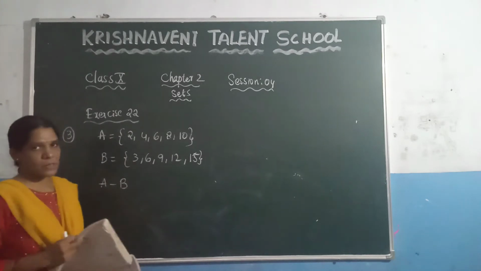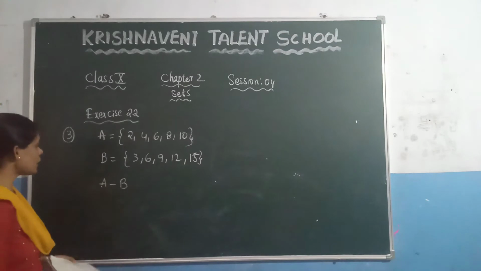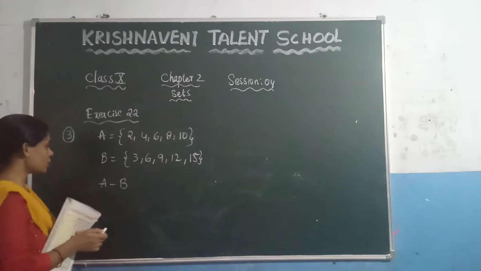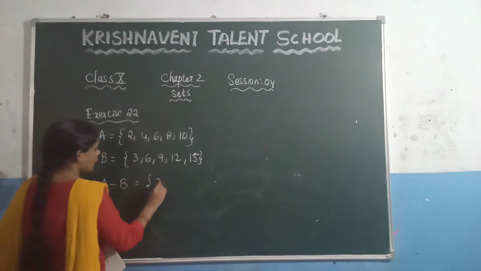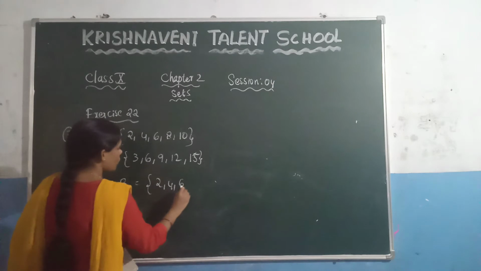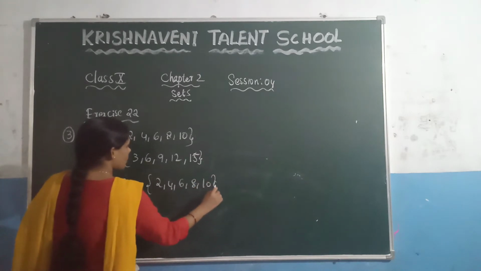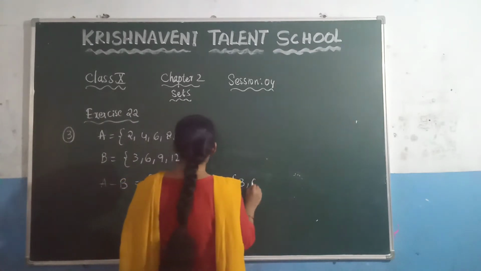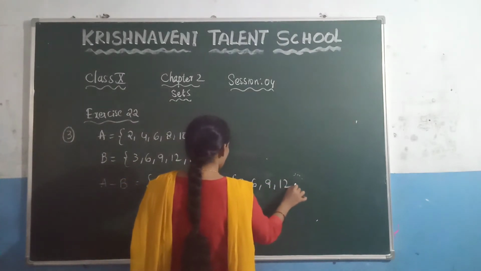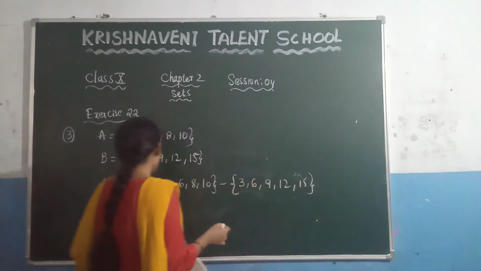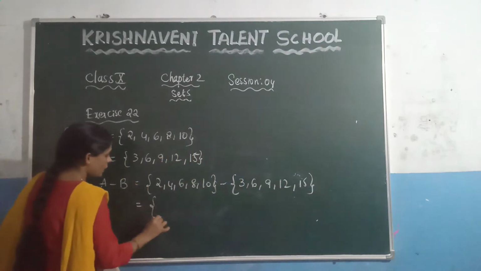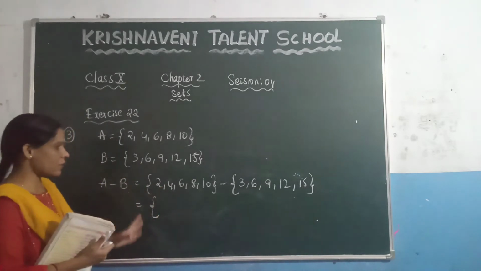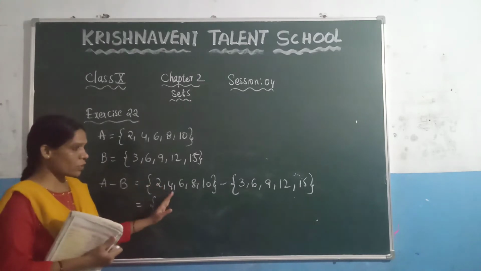Now what is A minus B? A minus B is nothing but you need to write the elements that are present in A but not in B. So here write the set A: the elements present in A are {2, 4, 6, 8, 10}, minus the elements present in B, which is {3, 6, 9, 12, 15}. A minus B means you write the elements that are present only in A, not in B.